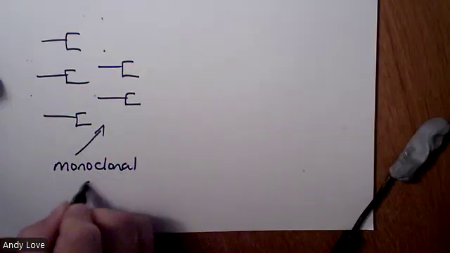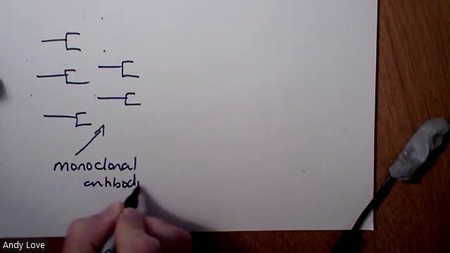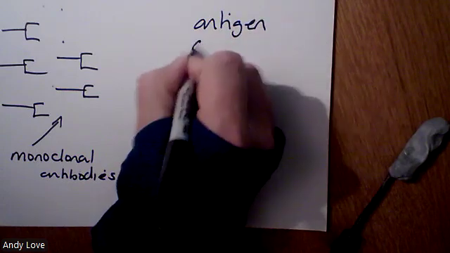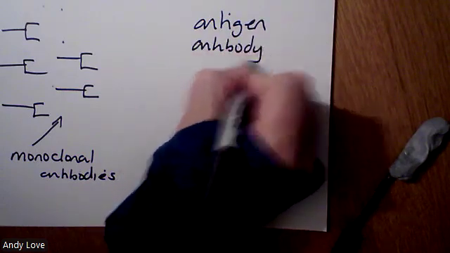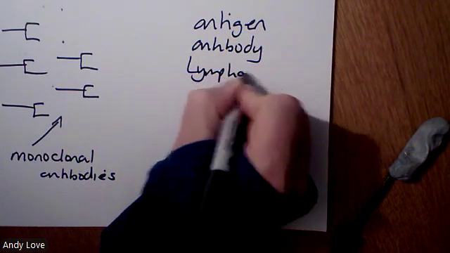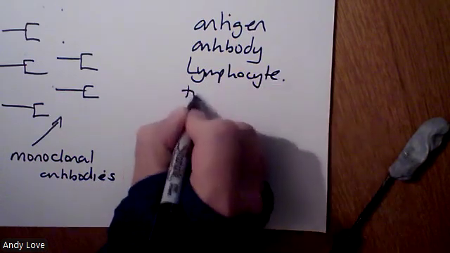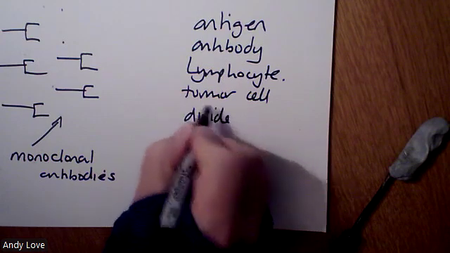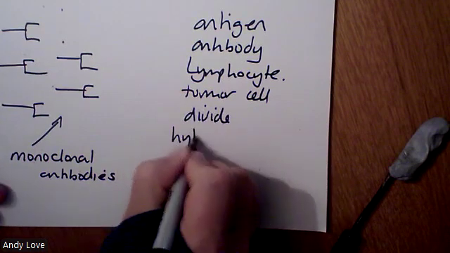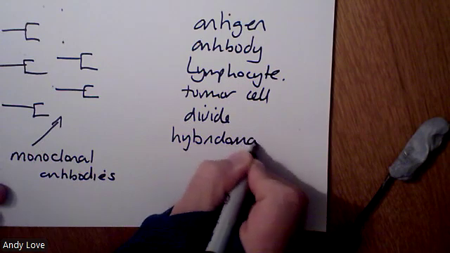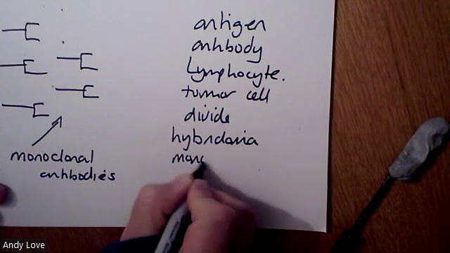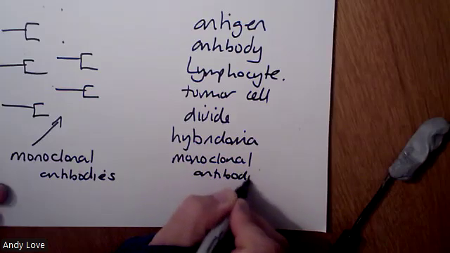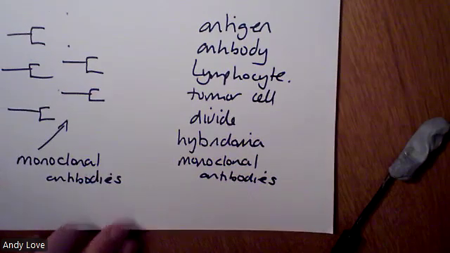Monoclonal antibodies. Okay. So the keywords you really need to be clear on are antigen, antibody, lymphocyte, tumor cell, because it can divide, forming a hybridoma, which makes the monoclonal antibodies. So there's your keywords for this topic.